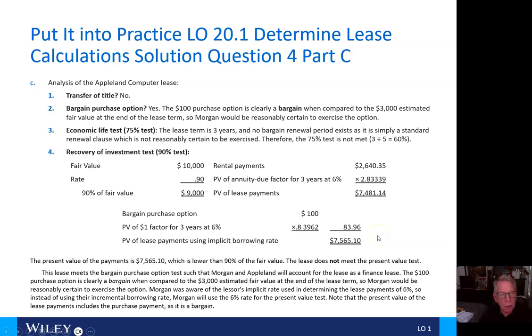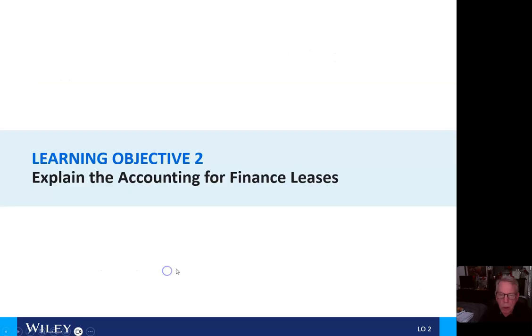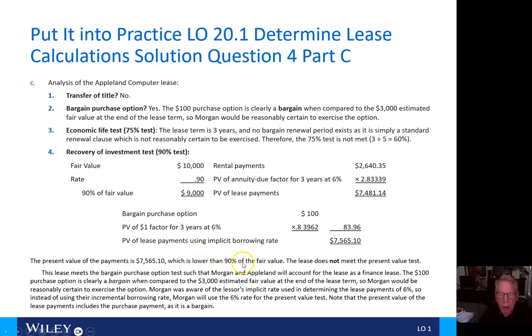or $83.96. So we add those two together, and we get the present value of lease payments using the implicit borrowing rate of $7,565.10. The present value of the payments, therefore, is lower than 90% of the fair value. The lease does not meet the present value test.